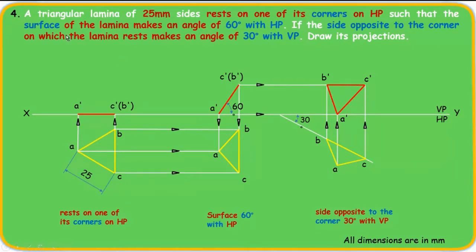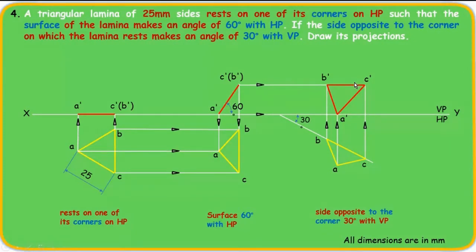The problem is: a triangular lamina of 25 mm sides rests on one of its corners on the horizontal plane, such that the surface of the lamina makes an angle of 60° with HP. If the side opposite to the corner on which the lamina rests makes an angle of 30° with VP, draw its projections. So for this, you have to draw the projections. This is the projection which is given to you.